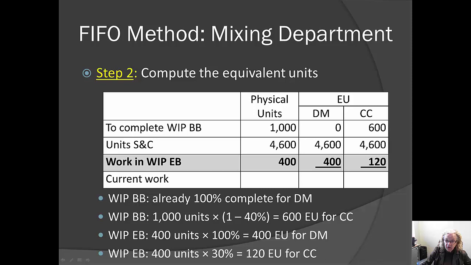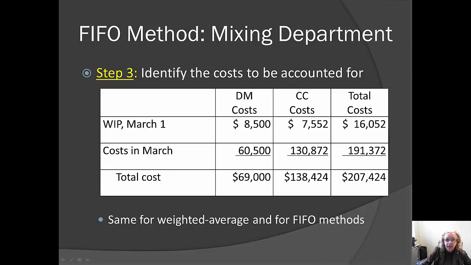Now, all we have to do is add up the total number of equivalent units for materials and add up the total number of equivalent units for conversion. And we're ready to go on to step 3.